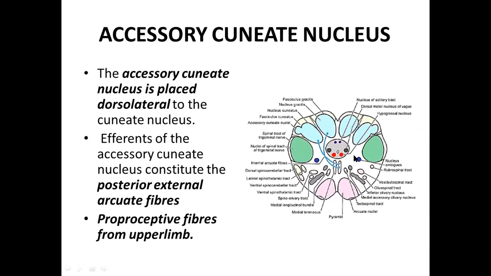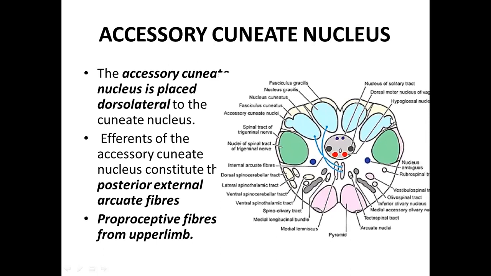Then is the accessory cuneate nucleus. Now the accessory cuneate nucleus is placed dorsolateral to the cuneate nucleus. The efferents from the accessory cuneate nucleus constitute the posterior external arcuate fibers. So we have internal arcuate fibers arising from the nucleus cuneatus and the gracilis, posterior external arcuate fibers arising from the accessory cuneate nucleus, and anterior external arcuate fibers arising from the arcuate nuclei. Now these are carrying the proprioceptive fibers from the upper limb.